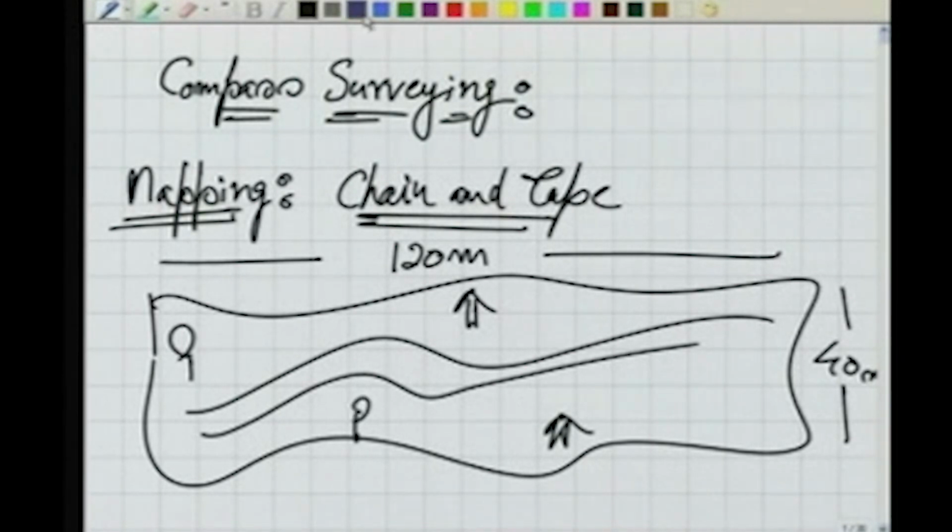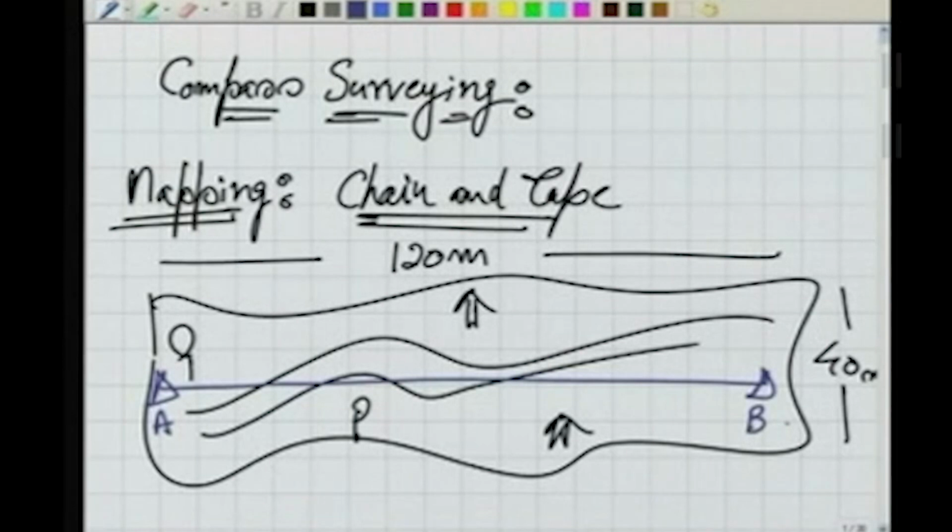In order to make a map of this area, what we did, we stretched our chain here, or rather I will say this is the survey line, and in this survey line these two, A and B, are the survey stations. We stretch our chain along this survey line, because the chain is 30 meter only, so it will only cover a little part of the survey line.